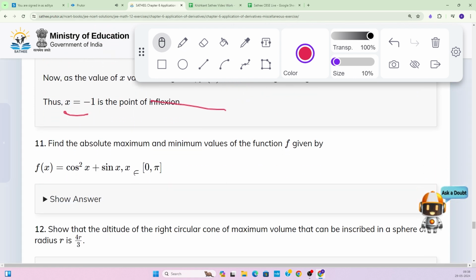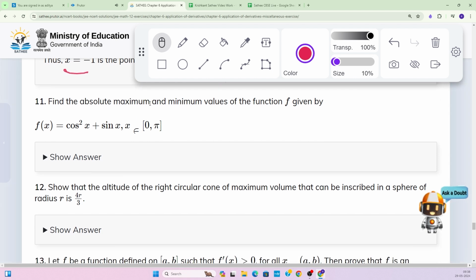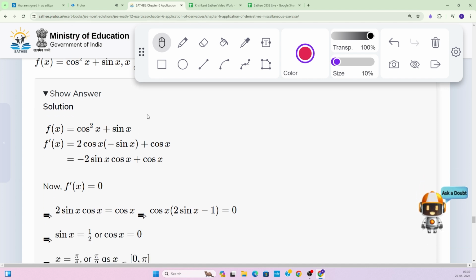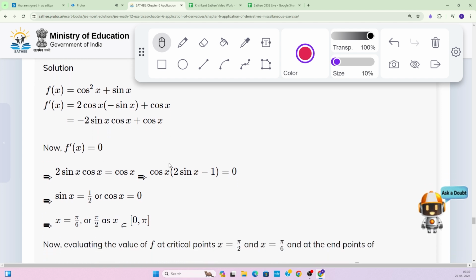Let us move next. 11th problem. Find the absolute maximum value and minimum value of the given function, where x belongs to the closed interval 0 to pi. First of all, we have to find the critical points, also include 0 and pi, and find the function value at these points. Let's see quickly. f prime x will be 2 cos x minus sin x plus cos x. Put it equal to 0. Take cos x common, you will have cos x times 2 sin x minus 1.